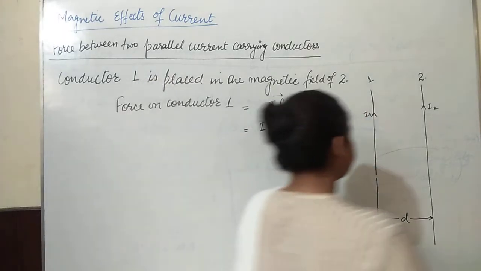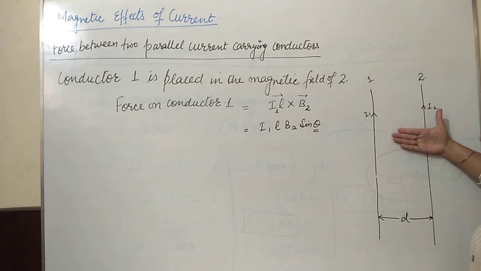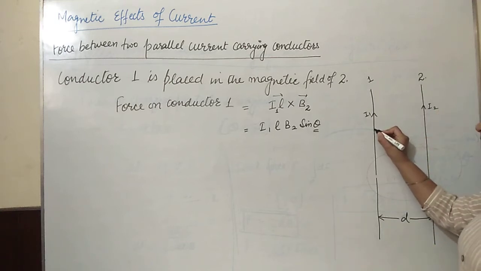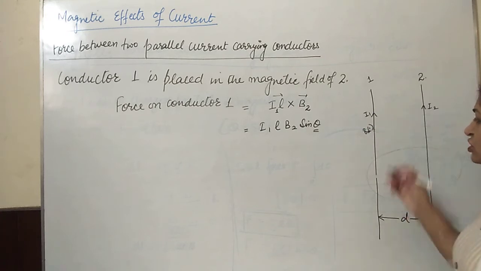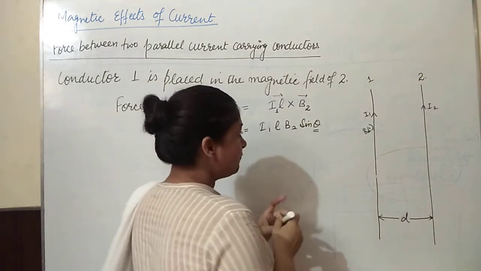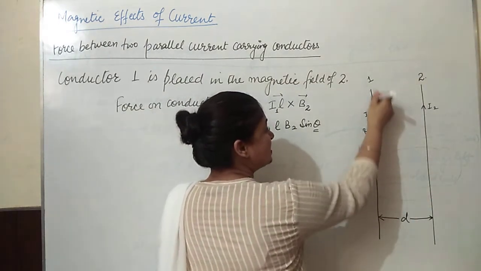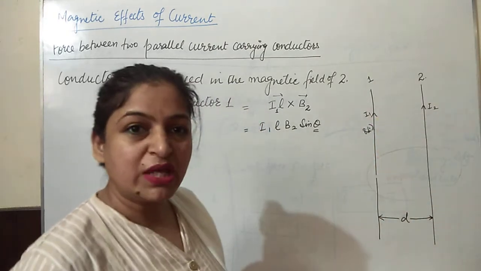Due to this conductor, a magnetic field is being produced. Keep your thumb in the direction of the current and start curling your fingers. The curling of the fingers shows that the field lines are coming out from this side. So B2 here is outward. If the magnetic field is coming out, the angle between current and magnetic field is 90 degrees.